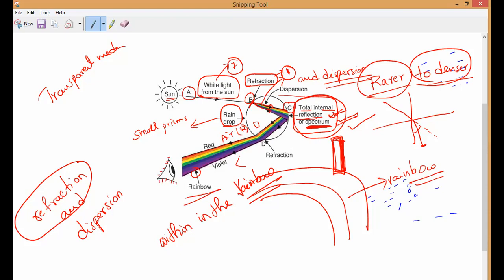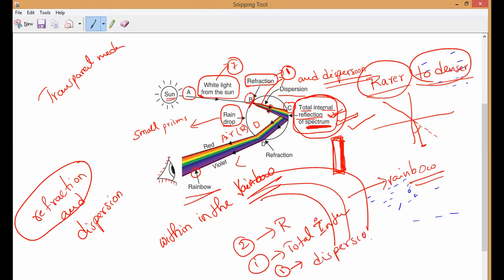Now, in this rainbow, if you observe, totally how many refractions are taking place? Two refractions. Understand? One total internal reflection, I will explain that now, and one more phenomenon is taking place. What is that? One dispersion. So this is all about the formation of a rainbow.